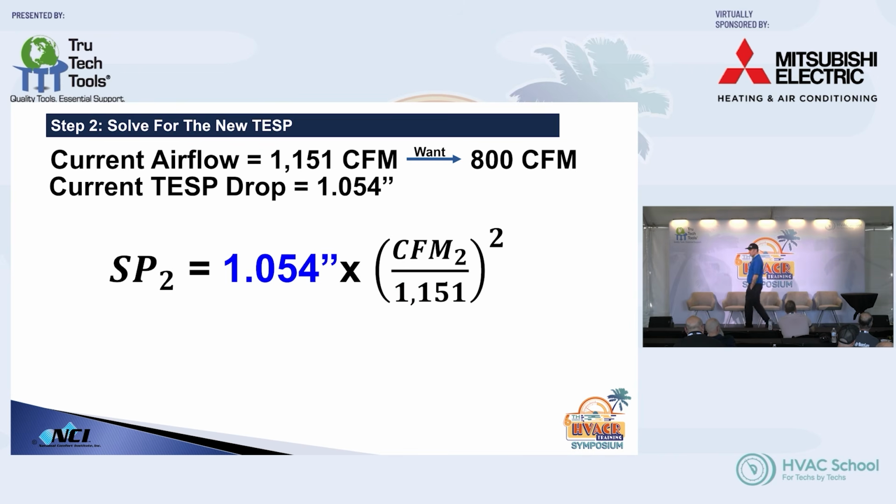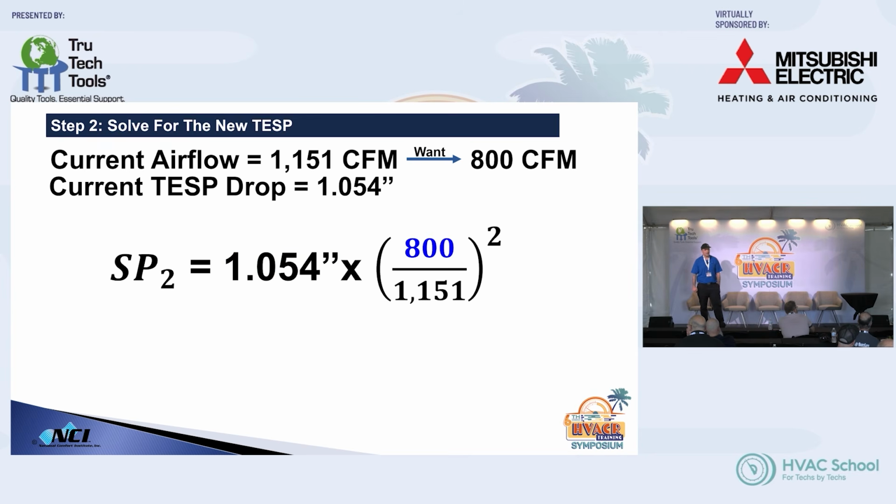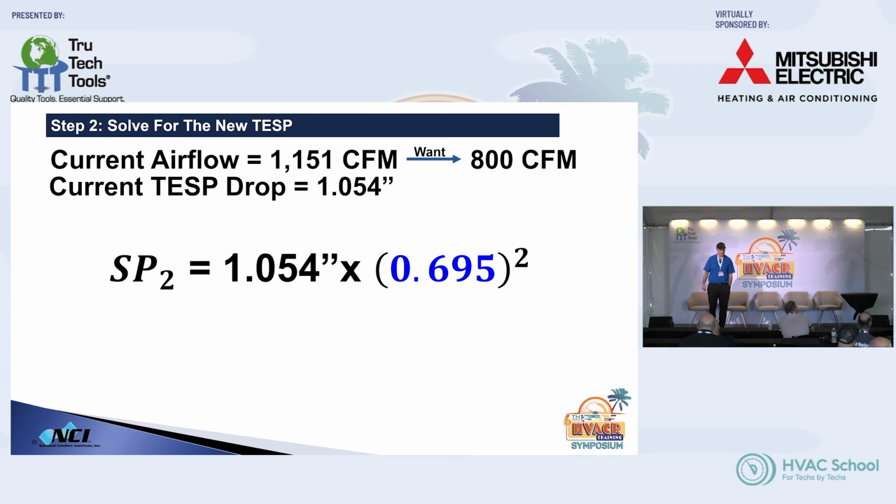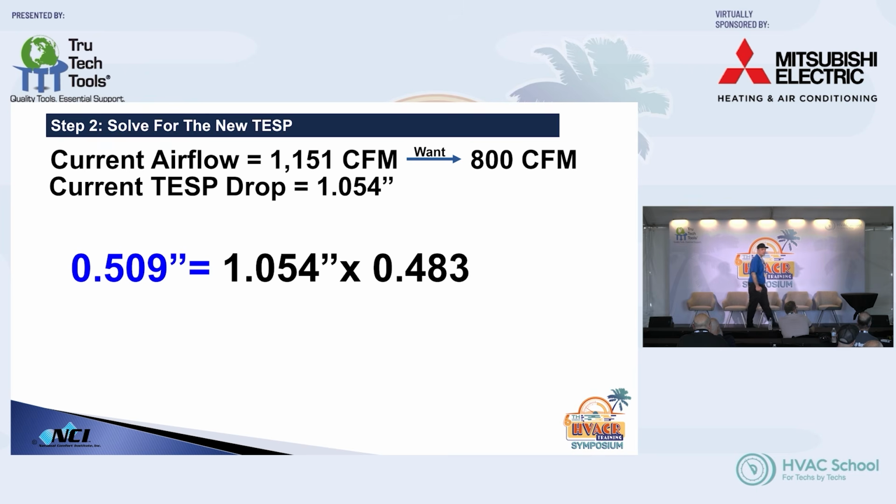1.054, that's our measured static pressure, our measured TESP. And then we're solving for 800 once again. We do the math, and boom. Now all of a sudden we have, look at how much more the pendulum swung in the opposite direction. We went from almost three tons of air.